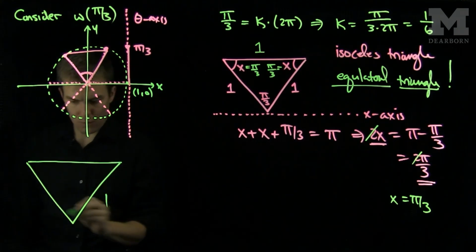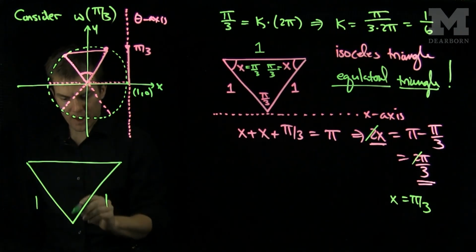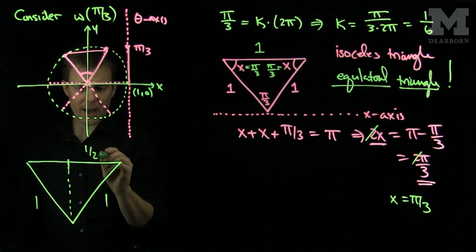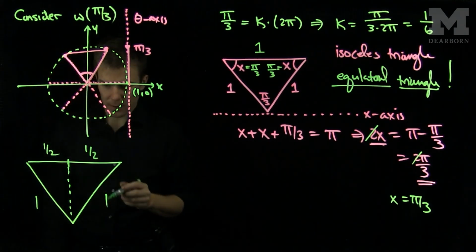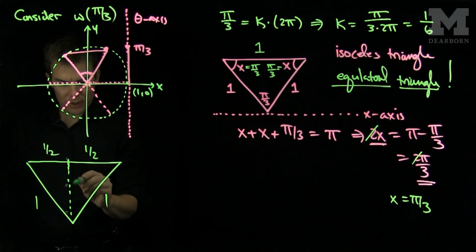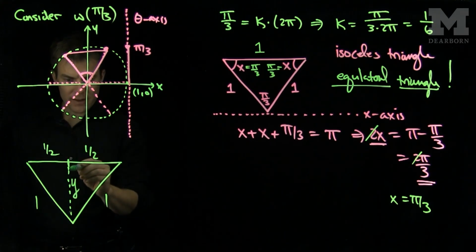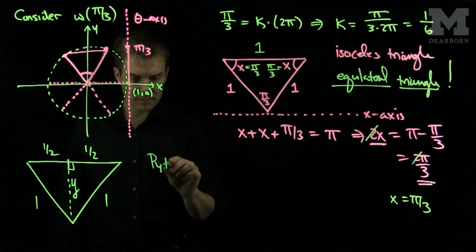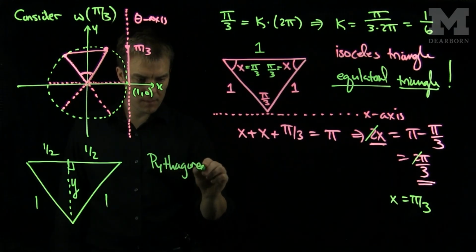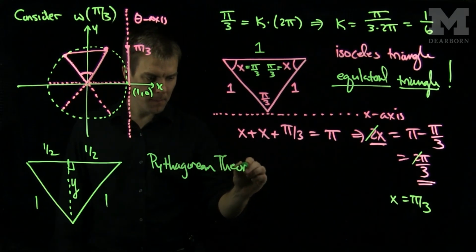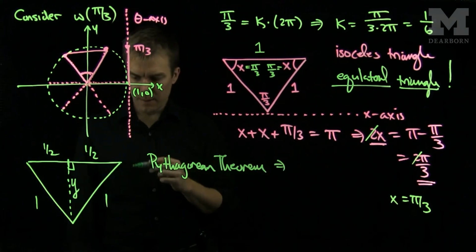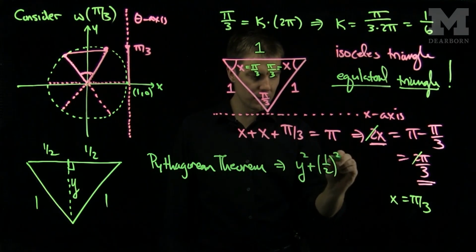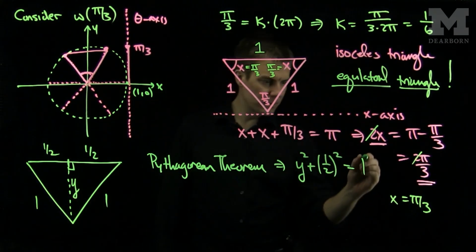what we'll have is our triangle over here, our equilateral triangle, 1, 1. We also know this is 1. If we cut it in half, I will have a 1 half and a 1 half. And so we'd like to find this height over here, this y value. And to find this y value, we can use the Pythagorean theorem. So by the Pythagorean theorem, this implies that y squared plus 1 half squared is equal to 1 squared.